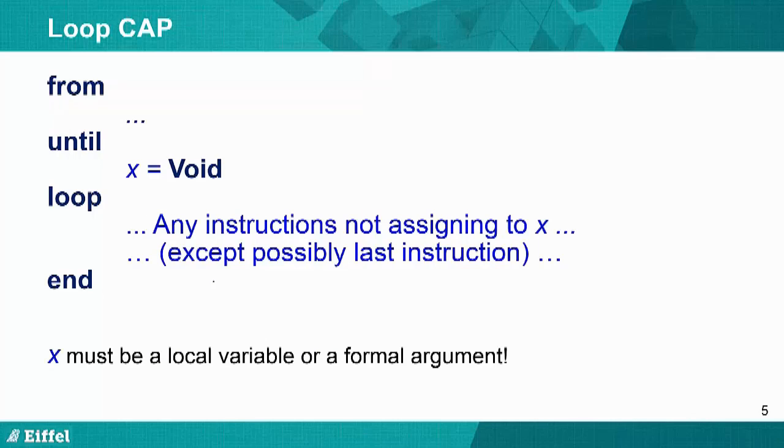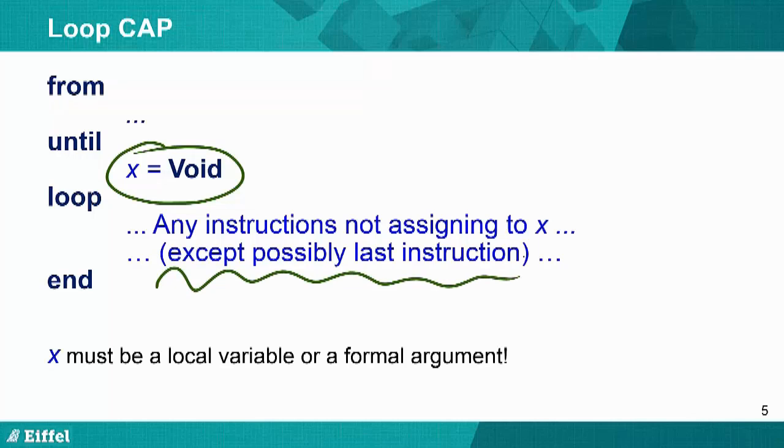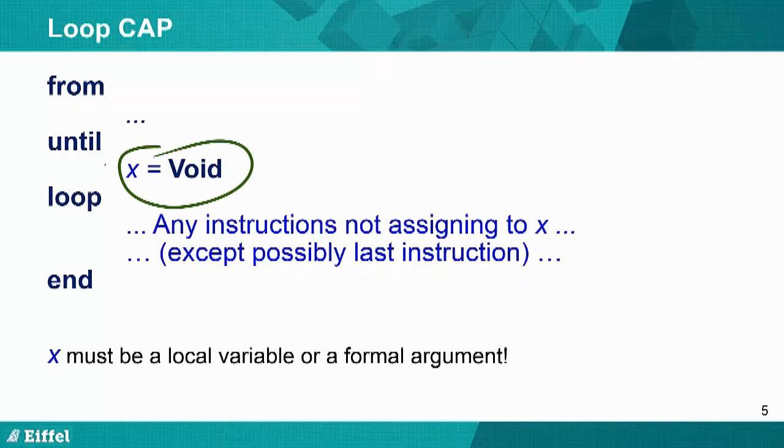Here's another one, which is somewhat similar but applies to loops. In the same way, let's assume that the exit condition of a loop is x equals void. And in the loop, we have instructions that do not assign to x, except that in this case, the last one could assign to x, because then we're okay. We could assign in the last instruction something to x, and that something could be void, but that doesn't prevent us from doing anything useful. The only effect, of course, is that the next time around, we're not going to go through the loop because the exit condition will be satisfied. Once again, x must be a local variable or a formal argument of the routine.